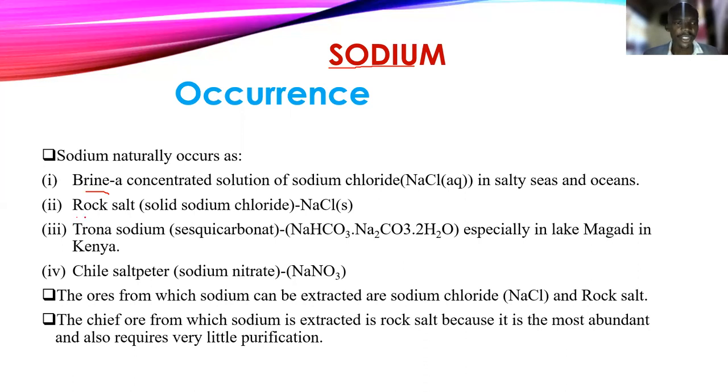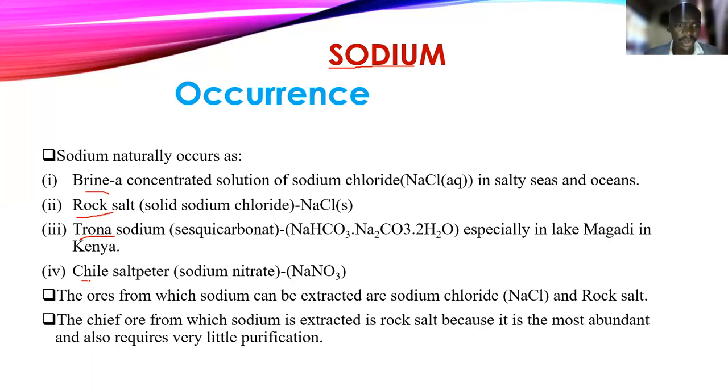We have also rock salt. Rock salt is just solid sodium chloride, and it is the chief ore of sodium, where the sodium can be extracted. We have also trona, which is also called sesquicarbonate, sodium hydrogen carbonate, sodium carbonate hydrated. So it is hydrated sodium hydrogen carbonate and sodium carbonate, especially gotten in Lake Magadi in Kenya.